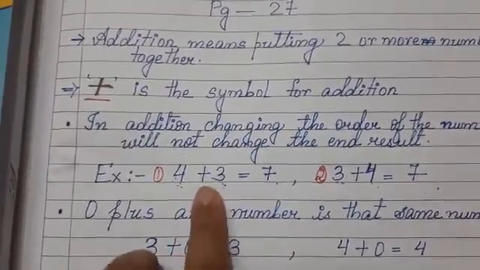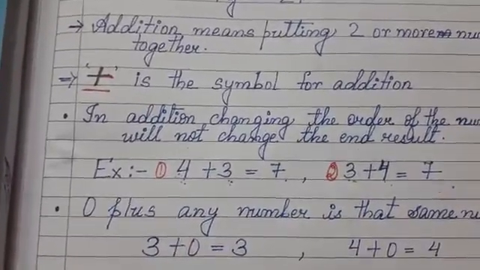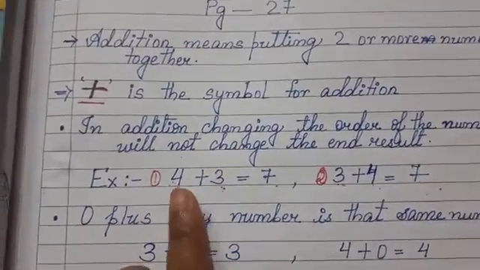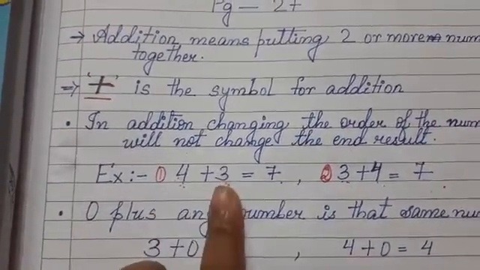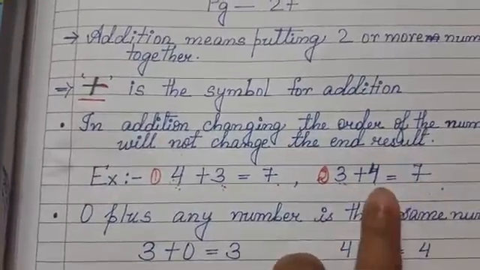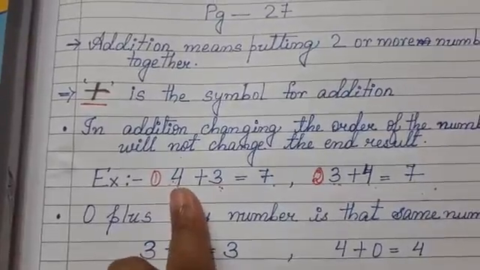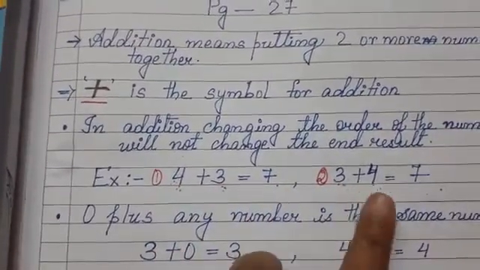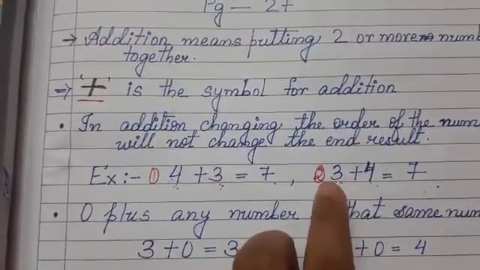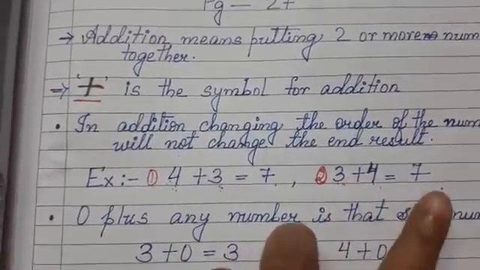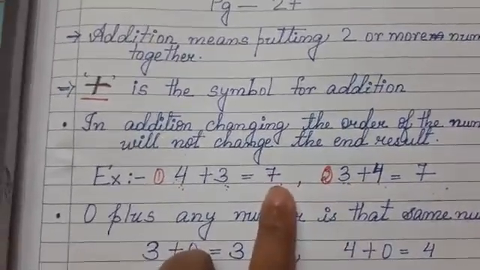So we can tell that in addition, changing the order of the numbers will not change the end result. In the first example we have taken the same numbers 4 and 3, and in the second example also the same digits 4 and 3. In the first example we wrote 4 plus 3 and got 7. In the second example we wrote 3 plus 4 and got 7. We have just changed the order in the second example, but we have got the same answer.